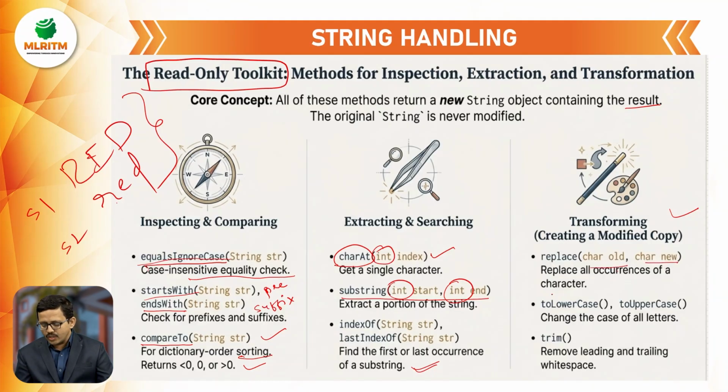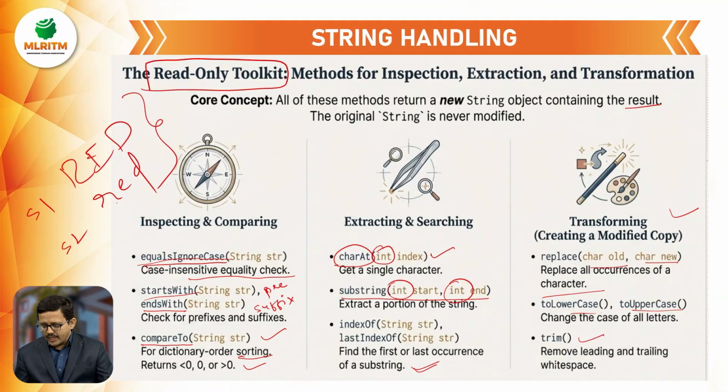Replace all occurrences of a character. We can select a character from the given string and replace it with another character, and we get the modified string, which is obviously another object, not the original one. To lowercase and to uppercase, as the names suggest, convert everything into either lowercase or uppercase.